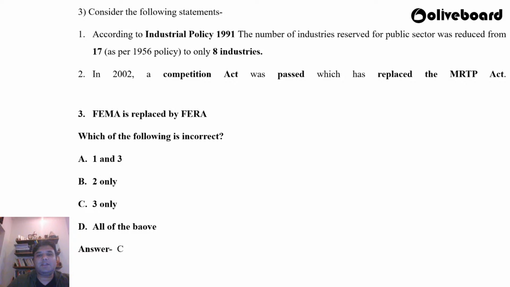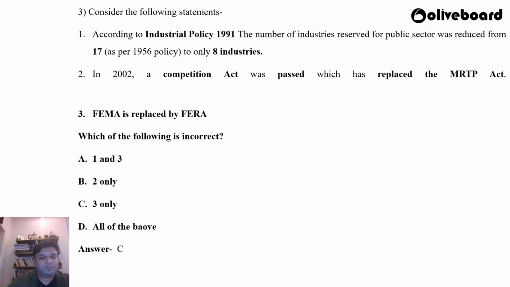According to the Industrial Policy 1991, the number of industries reserved for public sector was reduced from 17 as per the 1956 policy to only 8 industries. Statement number 2. In 2002, a Competition Act was passed which had replaced the MRTP Act. Statement number 3. FEMA is replaced by FERA. Which of the following statements are incorrect? A. 1 and 3. B. 2 only. C. 3 only. D. All of the above.